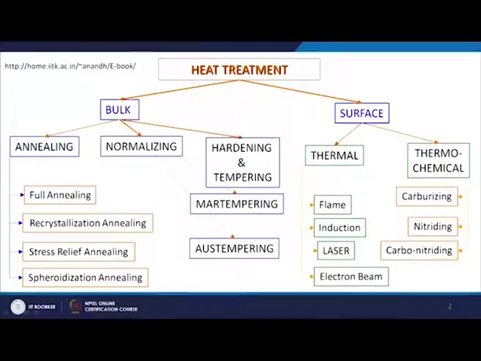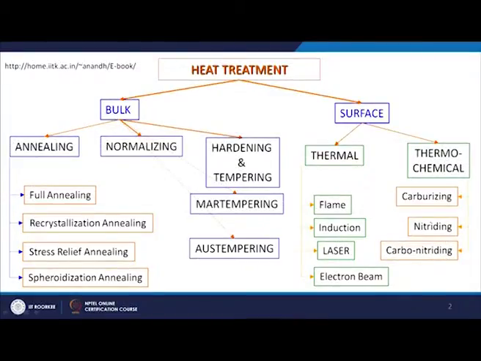Thermochemical: already we have discussed diffusion. So you can have carburizing, where you diffuse carbon, and you can understand that by changing the chemistry I can change a lot of things. I can change the microstructure locally, I will have more pearlite, so maybe better mechanical properties on the surface. You can do nitriding, similar to carburizing, where nitrogen is diffused inside the surface, or you can have carbonitriding. So there is a plethora of heat treatment processes. Right now we are concentrating on bulk heat treatment.